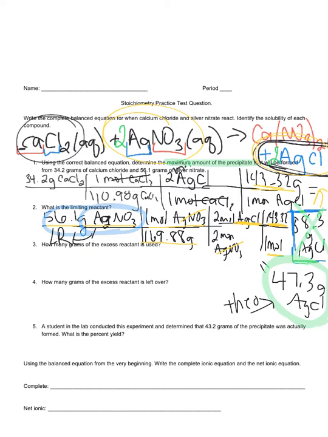Okay, now question number 3. How many grams of the excess reactant is used? This is where you take your limiting reactant, and we're going to see how much excess is needed to react with that. You're going to solve it the same way, but instead of solving for AgCl, your unknown is now your excess, which is CaCl2. So we're going to take the 56.1 grams of AgNO3.